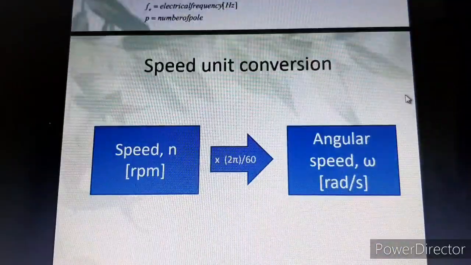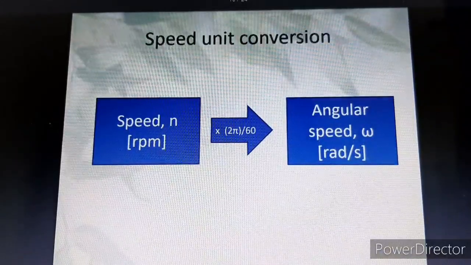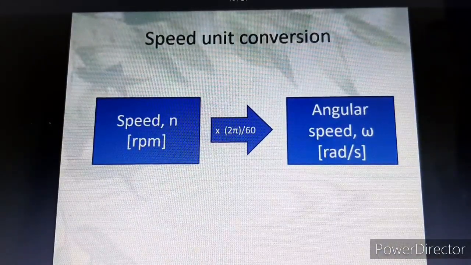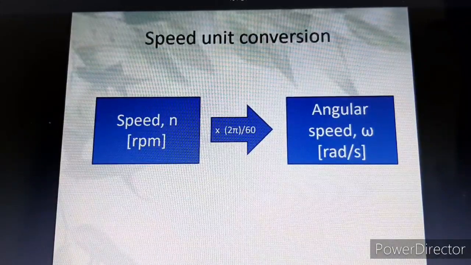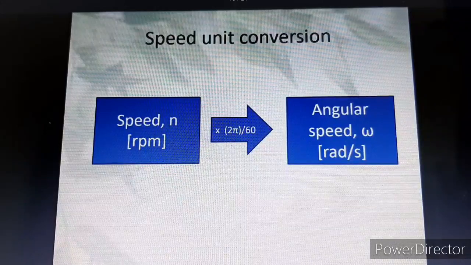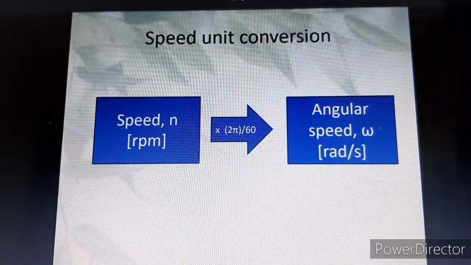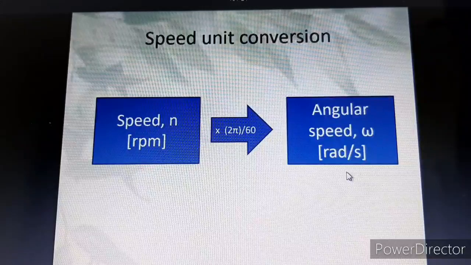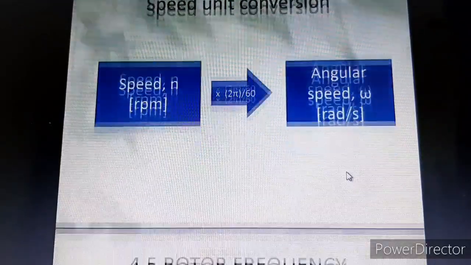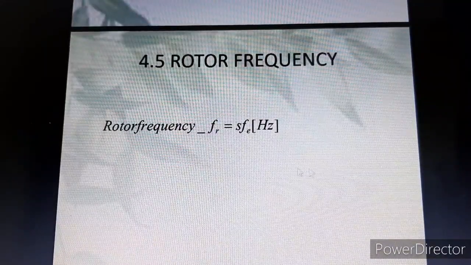So how do we convert from RPM to radian per second? Just multiply by 2 pi over 60. If you have slip speed, for example in RPM, you can get the slip angular speed, omega slip, from n slip by multiplying with 2 pi over 60, to convert from RPM to radian per second. The rotor frequency is actually equal to slip times electrical frequency.